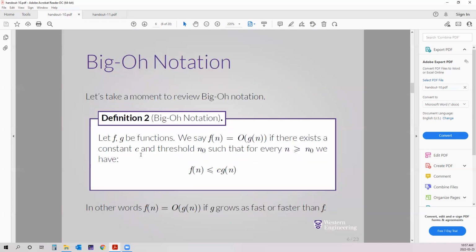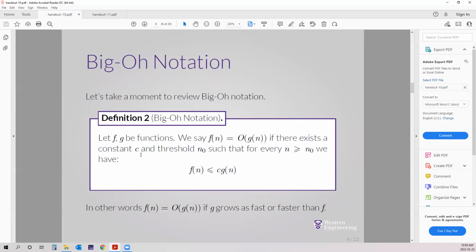Okay, so what is the big O notation? We need to review it because in data structures and algorithm design, we talk about this. Let f, g be functions. We say f of n equals big O of g of n if there exists a constant c and a threshold n naught, such that for every n greater or equal to n naught, we have f of n less or equal to c multiplied by g of n.